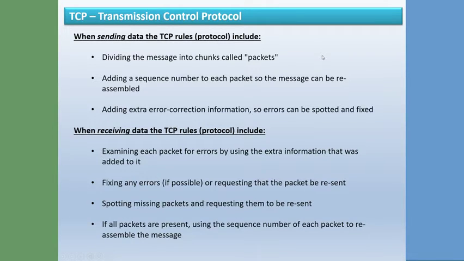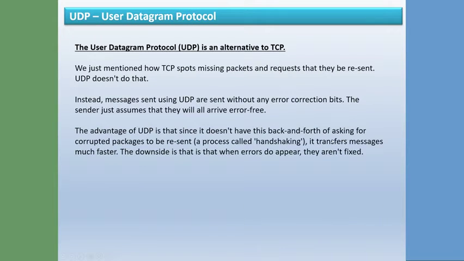I've already spoken about this with how the transport layer works, but this is talking about the transmission control protocol. So when sending data, the TCP rules include dividing the message into chunks called packets. It adds a sequence number to each packet, so we know how many there are to reassemble them, and it adds the error correction information. And then when we receive that TCP packet, it examines the packet for errors using the checksum, the error correction. It fixes any errors or re-requests packets if they haven't arrived. And then if all the packets are present, it puts them back together using the sequence number and reassembles the message or the item. Okay.